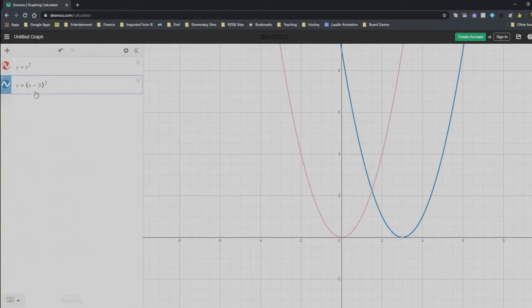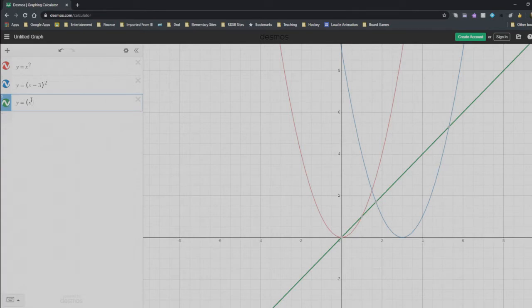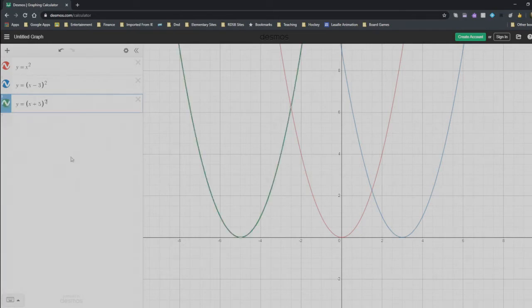So here's what I tell my students. Whatever is inside the bracket, you've got to get used to the fact that that's lying to you. It's telling you the opposite of what's going to happen. So if it's inside the bracket and it's a minus sign, it actually means move right by 3. And just to prove that, if I do y is equal to (x plus 4) or 5 to the power of 2, that graph has moved left by 5, okay?